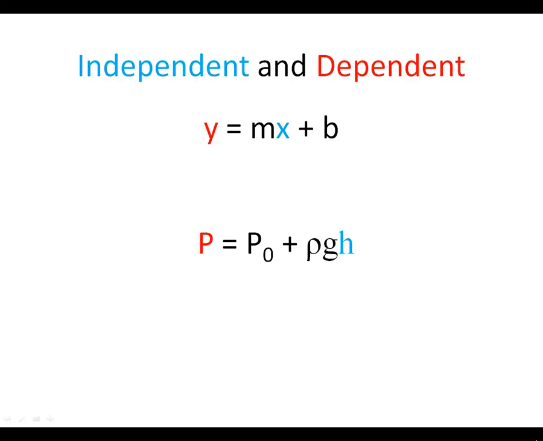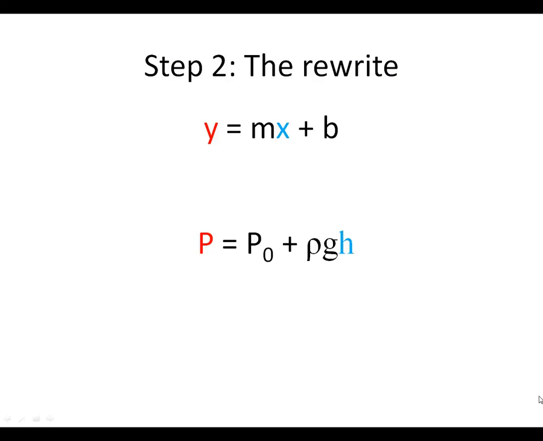So y equals mx plus b is what we're aiming for. Let's highlight our independent and dependent variables. Here's the independent variable, depth, and the dependent variable, pressure. Now we need to rewrite the equation.